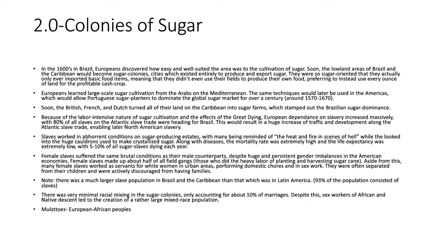Another sad thing that happened was they were separated from their children and were actively discouraged from having families. Make note of this. This is extremely important and becomes a stark difference as opposed to the North Americans.